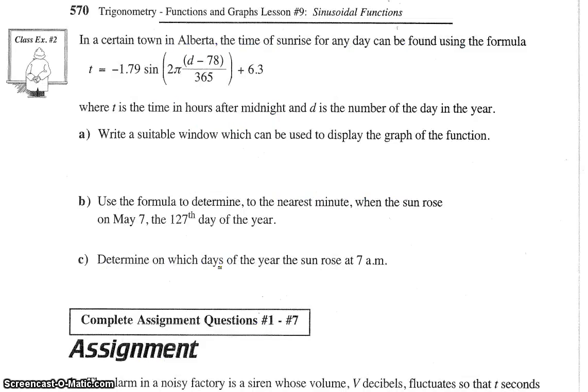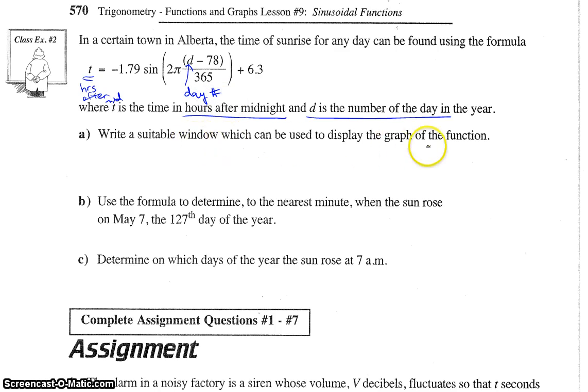Okay, example 2. In a certain town in Alberta, the time of sunrise for any day can be found using the formula T equals yada yada yada. Ooh, that looks ugly, doesn't it? That's the thing about real life things. They're not pretty, so if you try and turn real life stuff into an equation, it usually does look ugly. Okay, so where T is time in hours after midnight. So this time our dependent variable is time, and that's hours after midnight. And then D is the day number of the year.